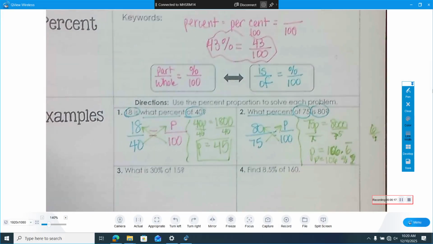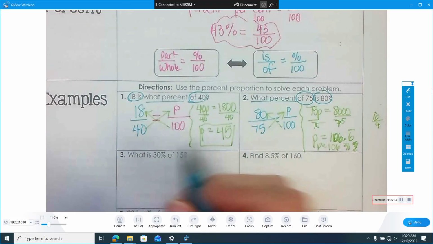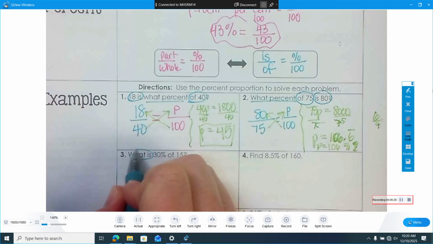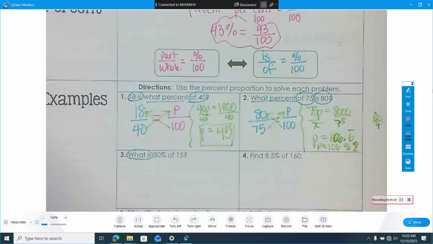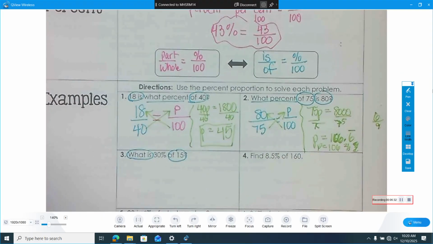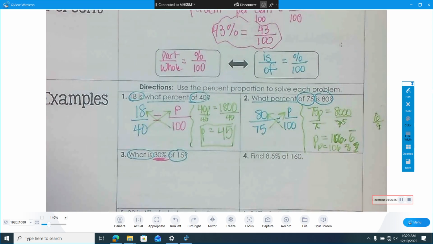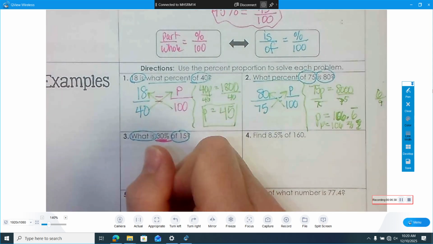Okay, let's see. Number 3. What is 30% of 15? This is kind of interesting. We have a "what is," we don't know. And then we have an "of" 15. And we have 30%. What should I do with the 30%?